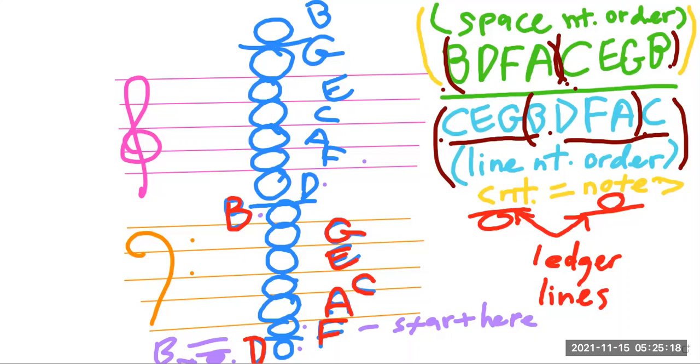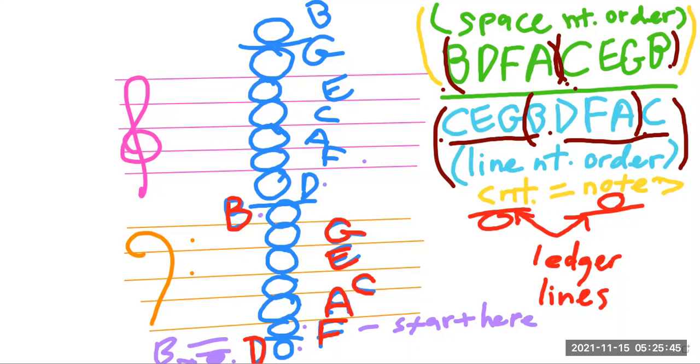So hopefully you guys wrote this down. I'll give you guys another 10 seconds to absorb it all, maybe to write down the letter order at least. Just write down the letter order. All right, so B, D, F, A, C, E, G, B. That's for space notes order. And then the line notes order again is C, E, G, B, D, F, A, C.